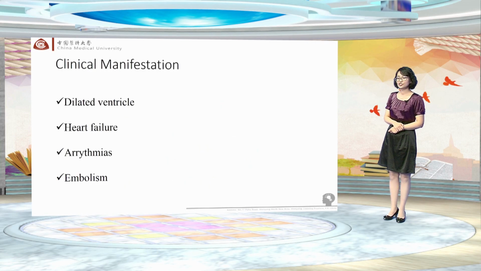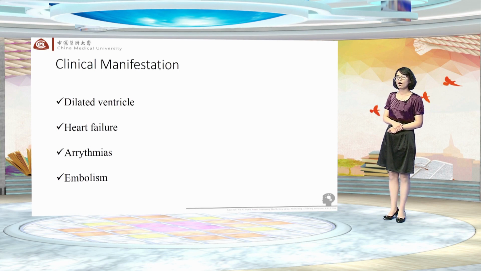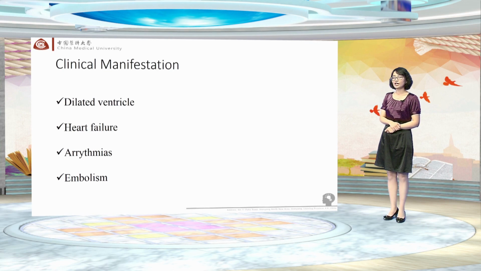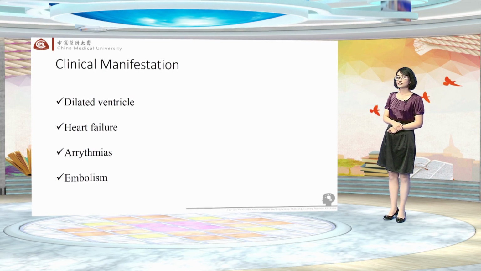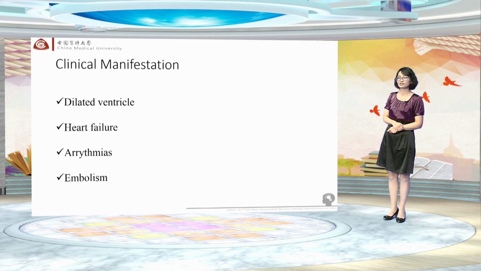The clinical manifestations can be summarized as dilated ventricles, heart failure, arrhythmias, and embolism. Dilated ventricle is the feature of the heart. Because there is decreased systolic function, sometimes the patient presents heart failure. And due to electrical dysfunction, arrhythmias are relatively common. And embolism usually originates from the mural thrombus.